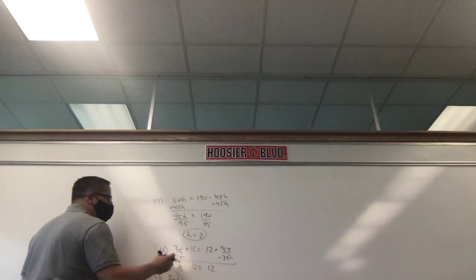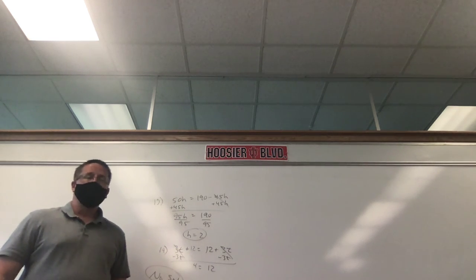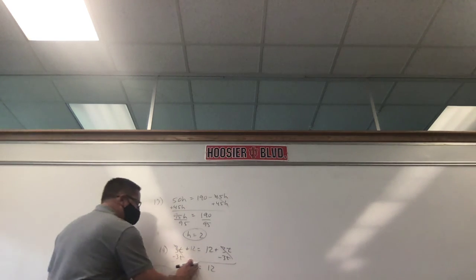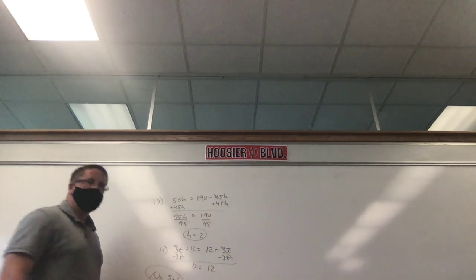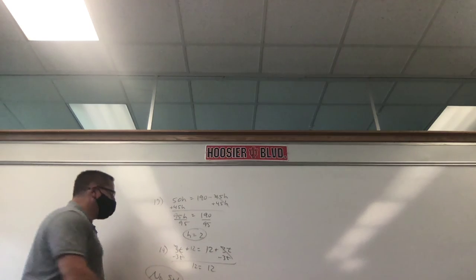So if you get something that's never true, like 4 equals 12, that's never true. There's no solution. If you get something that's always true, then there's an infinite number of solutions. Everything works, okay? Now just be careful here.